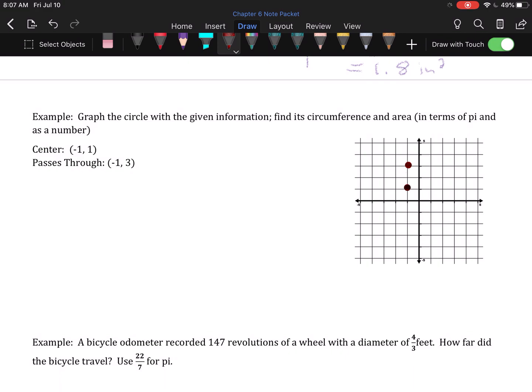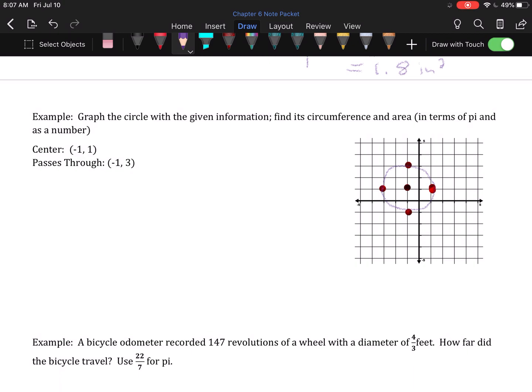To sketch the circle, what we have to realize is if that point that we just plotted, -1, 3, is 2 units away from the center, then we can put more points 2 units away from the center. Specifically from the center, I'm going to go 2 places right and put a point, 2 places down and put a point, and 2 places left and put a point. And I'm going to roughly connect those with a circle. I'm going to sketch a circle in.